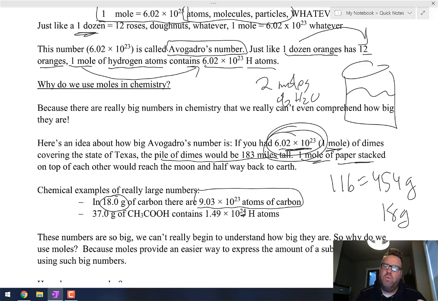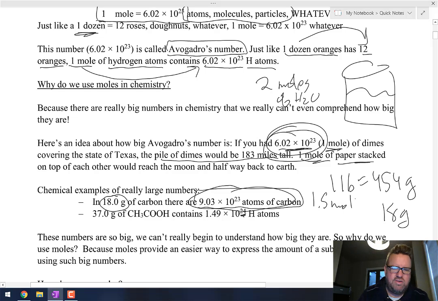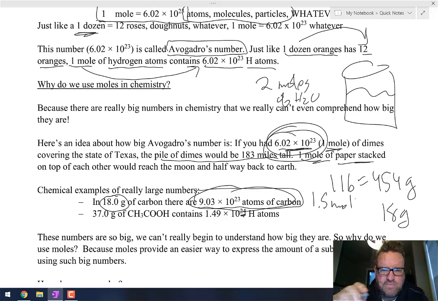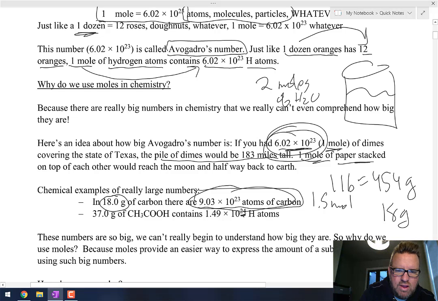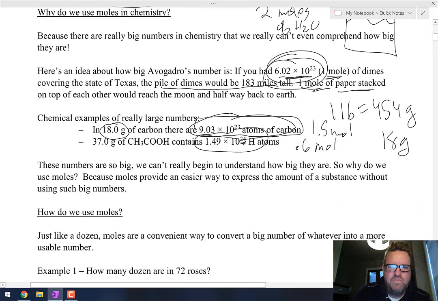So again, why do we use moles? Because instead of saying this number, you know what that really is? That's 1.5 moles. Oh gosh, that's way, way easier, Mr. Johnson. I agree. Yes, it is much, much easier. And this one here, let's see. That one is about 0.6 moles. Again, much, much easier. And again, we haven't talked, wait, how do you know that? We haven't talked about that yet, don't worry.